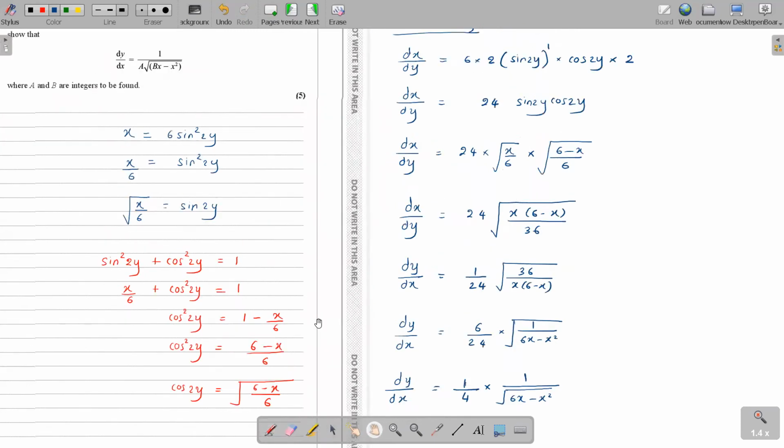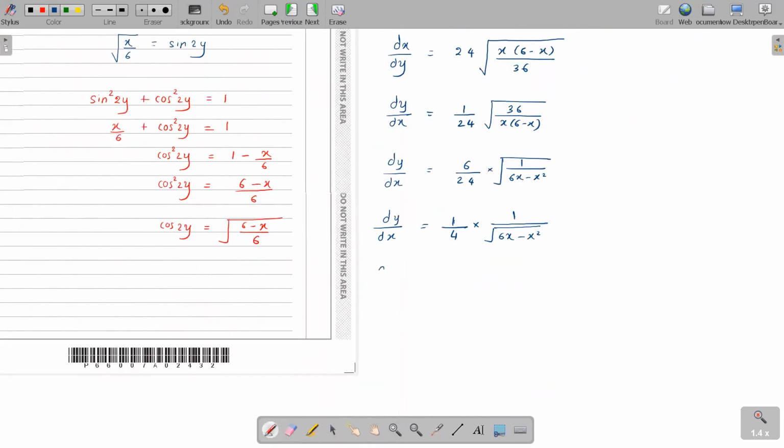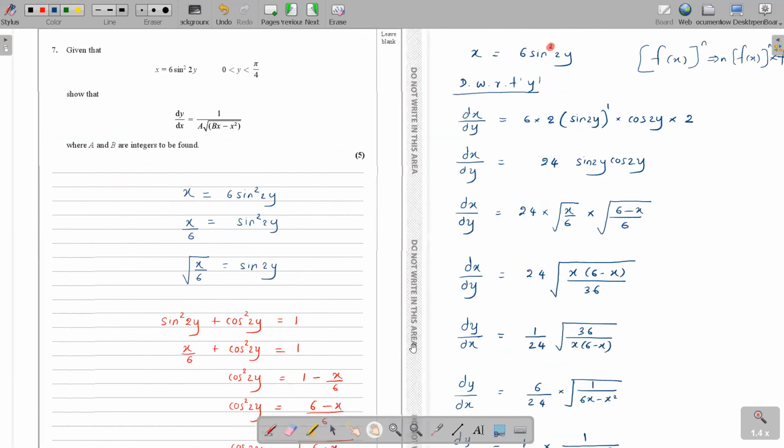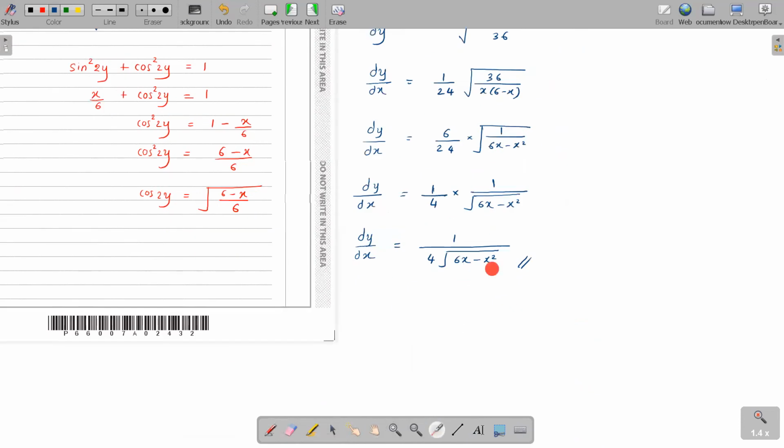So I think we are close to our answer, right? Just simplify and give the final answer in the format they want. 1 into 1 is 1 over 4 times the square root of 6x minus x square. This is the format, 1 over a times the root of bx minus x square. So that's it, we have got it to the format.